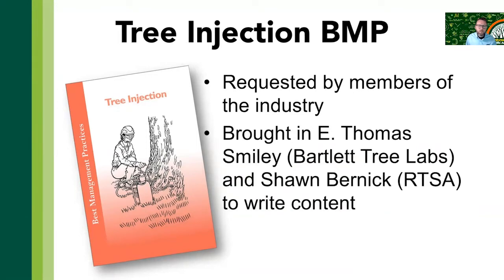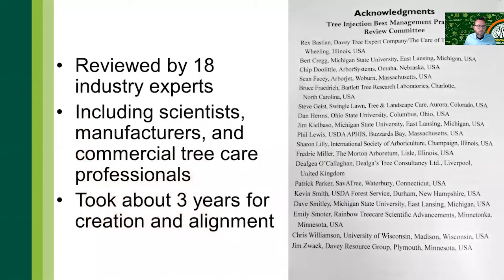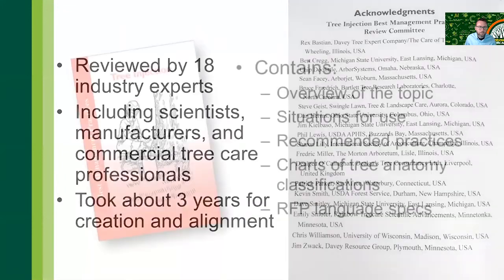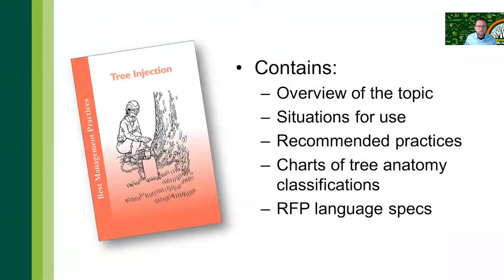And so the main authors are Dr. Smiley from the Bartlett Tree Research Labs, and then our very own Sean Burdick here at Rainbow Tree Care Scientific Advancements, who's our Chief Science Officer. So those two wrote the content, but then of course it was reviewed by 18 industry experts, including scientists, manufacturers, and commercial tree care professionals. And it took about 3 years to get full alignment in creation here. So there's a lot of brain power that goes into this document. And so that is, of course, why we are going to be using it today as a guide through our tree injection protocols.